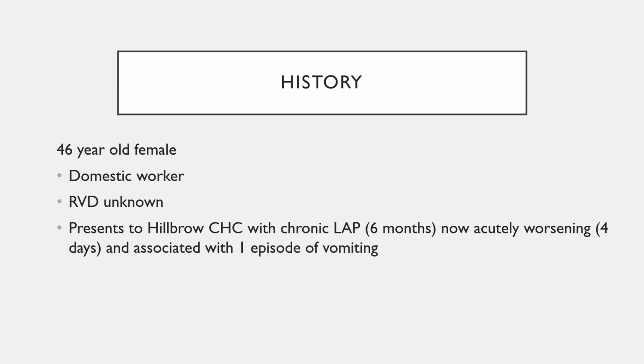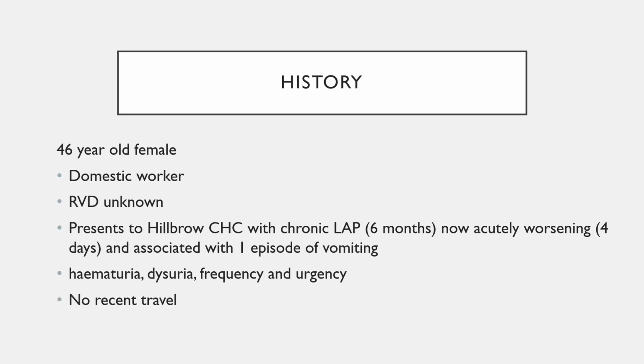Her retro status was unknown at the initial presentation, but she had presented to Hillbrow CHC with chronic lower abdominal pain for about 6 months. But now this new presentation was because of this worsening abdominal pain, and she had an episode of vomiting that morning. She also had reported presence of hematuria, dysuria, frequency, and urgency, but didn't have any recent travel history and no recent history of any herbal medication use.